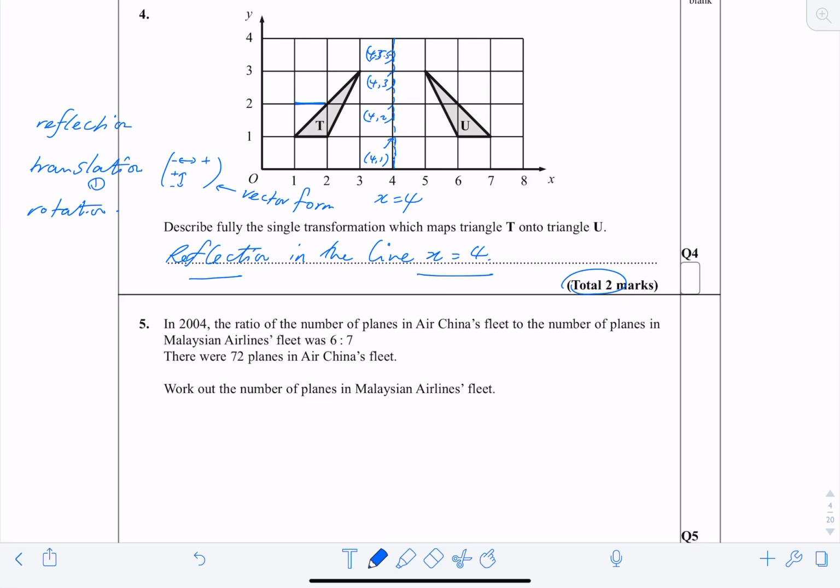Okay, if you don't write it like that, for example, if this were the question and it was describe the transformation, it's gone up by 1. So this answer would be a translation in the vector (0, 1). Rotation, you need 1 mark for rotation. The second mark is always, is it clockwise or anti-clockwise? And finally, you have to have the point of rotation, which is always quite difficult to find. Don't worry about that too much, I wouldn't.